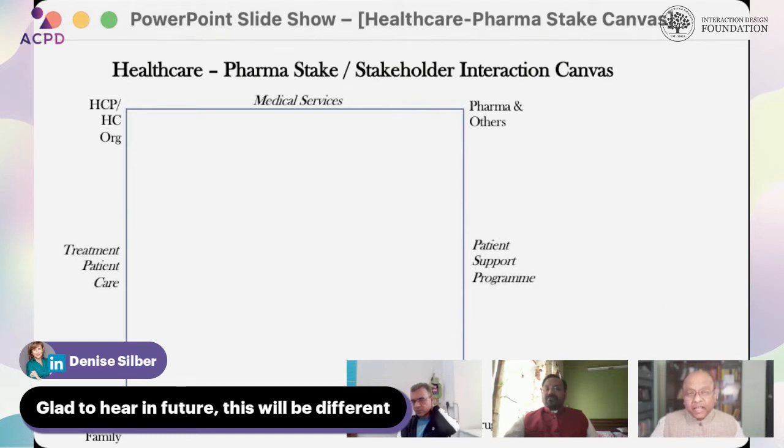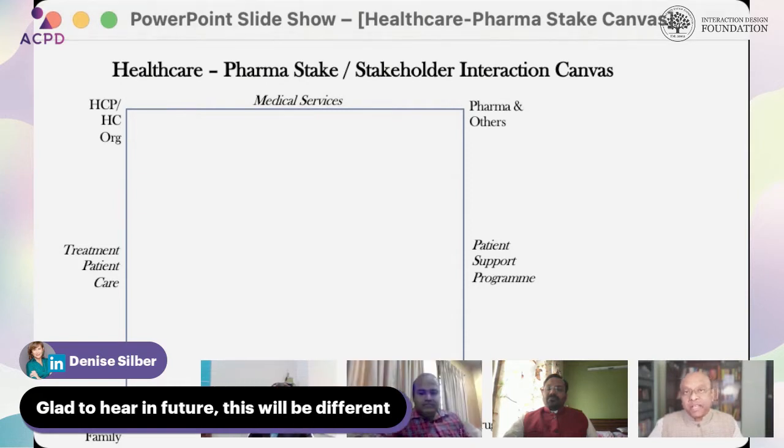And there are some touch points, broadly I'm talking about value offering, through which they are interconnected. Like pharma connects with healthcare professionals through different medical services. Healthcare professionals offer patient care and treatment to the patient. The patient uses the drug, and many times the pharmaceutical company engages with the patient with a patient support program.